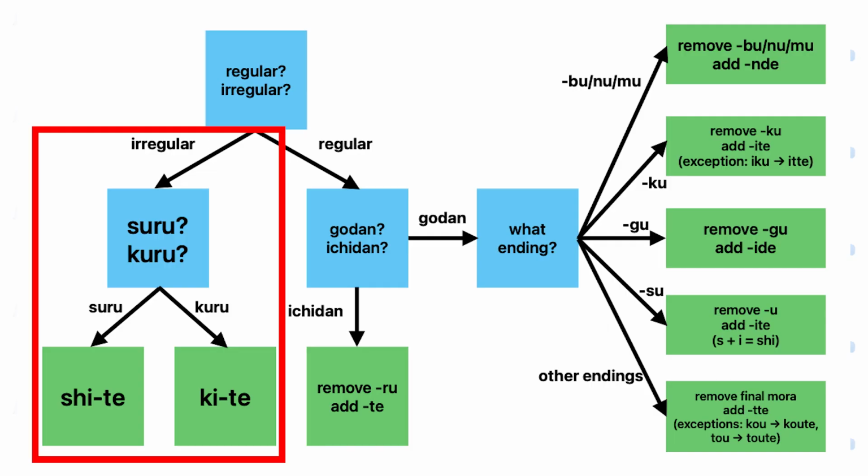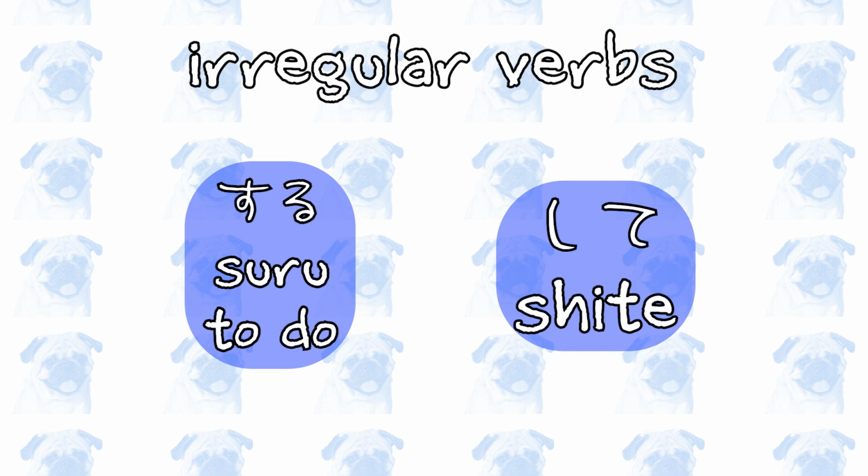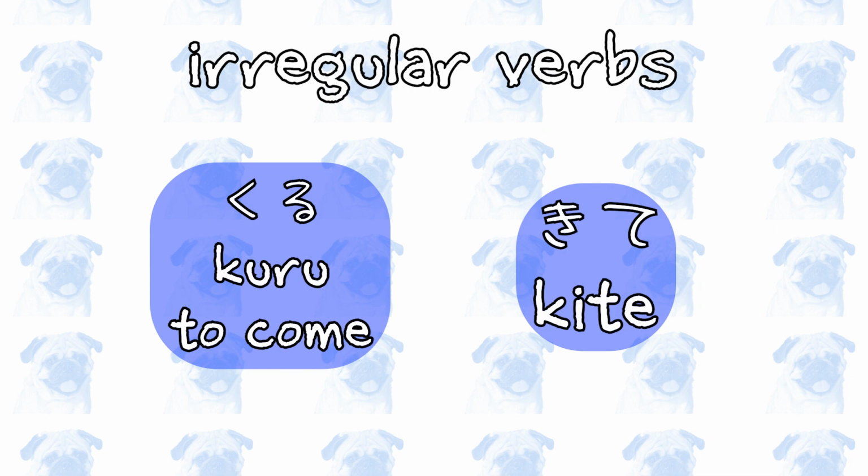The two irregular verbs, suru, to do, and kuru, to come, become shite and kite respectively. Suru, shite. Kuru, kite.